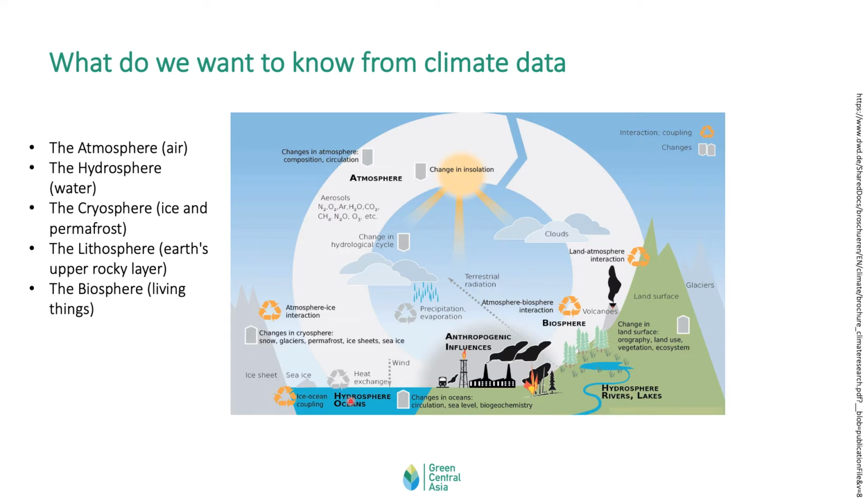And all these have feedbacks on each other, which means if we change the atmospheric concentration of greenhouse gases, then we're going to change the temperatures in the atmosphere, and that's going to have a feedback on, for example, the ice, and the ice is going to have a feedback on the ocean, and the ocean circulation is going to change the atmosphere again. So there are feedbacks in the climate system, which makes it very complex to study.